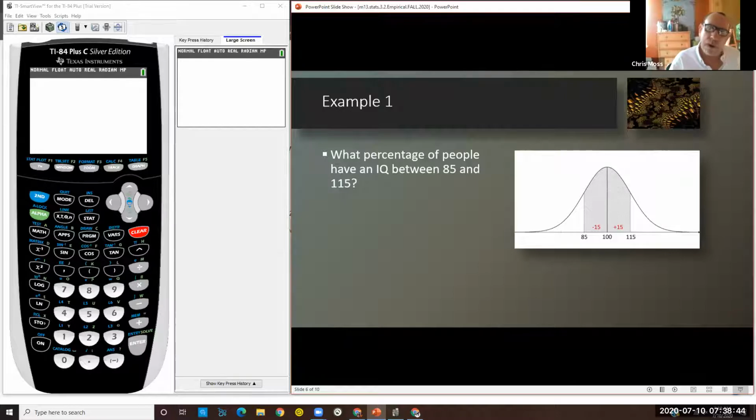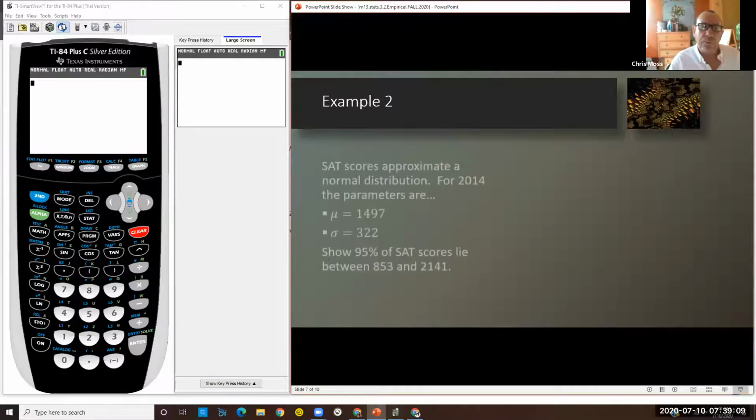If I refer to my empirical rule, the percentage of points that I can find within one standard deviation of the mean is about 68%. So I use the empirical rule to justify the claim that about 68% of humanity has an IQ between 85 and 115 IQ points. So there's an example of how we like to use the empirical rule. Let's use another one. Here's example number 2.